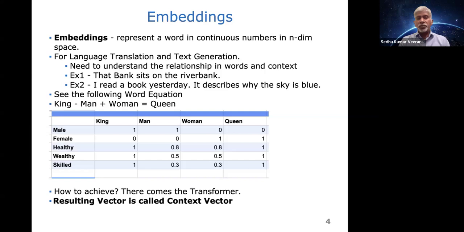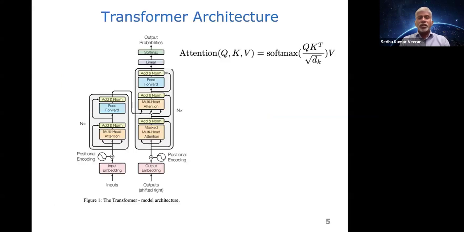See the following word equation. King minus man plus woman equal to queen. And the below chart satisfies this word equation. And how to achieve this? There comes the transformer. The resulting vector is called a context vector. And here is the transformer architecture, and the equation is as shown below.